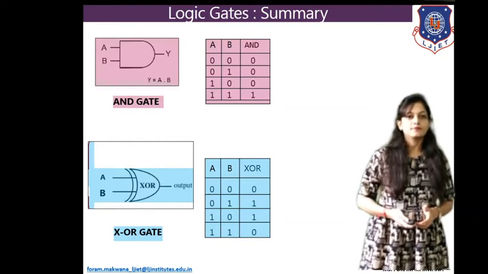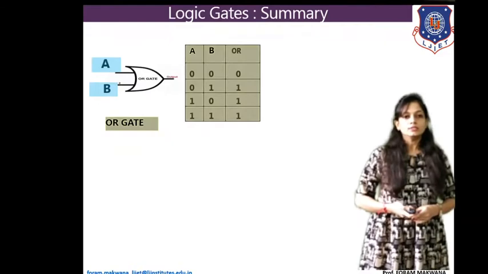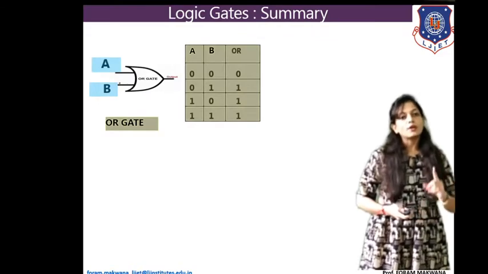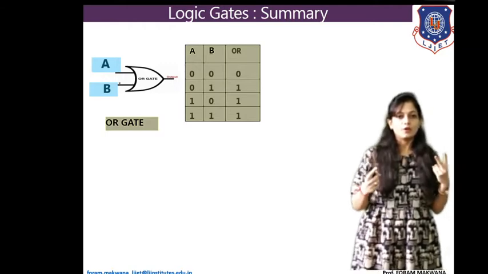Now, the OR gate. The OR gate has 2 inputs and 1 output.